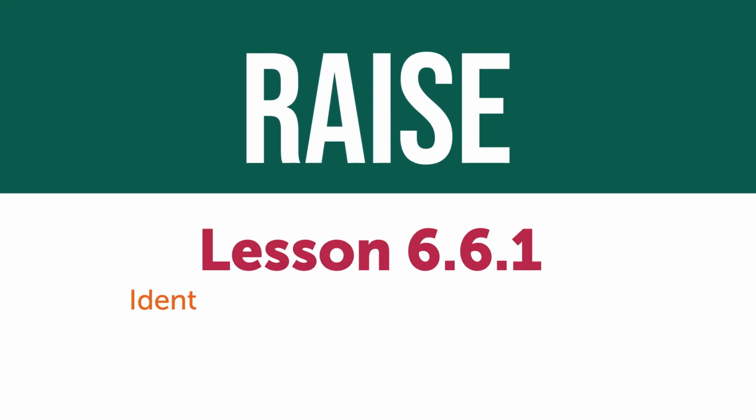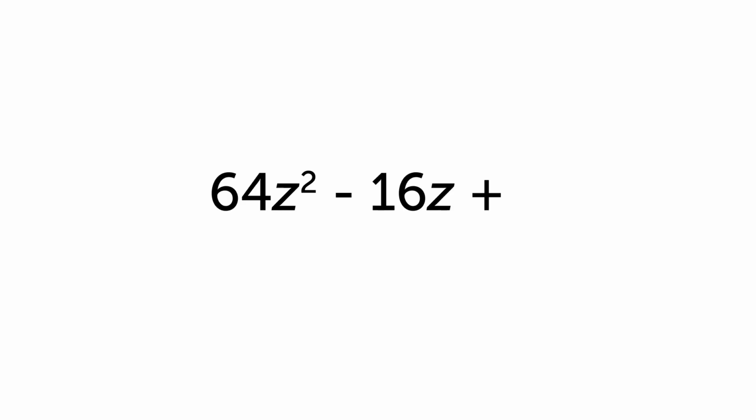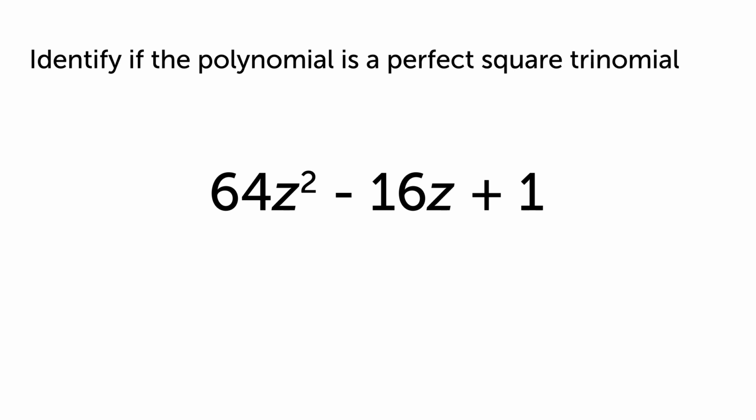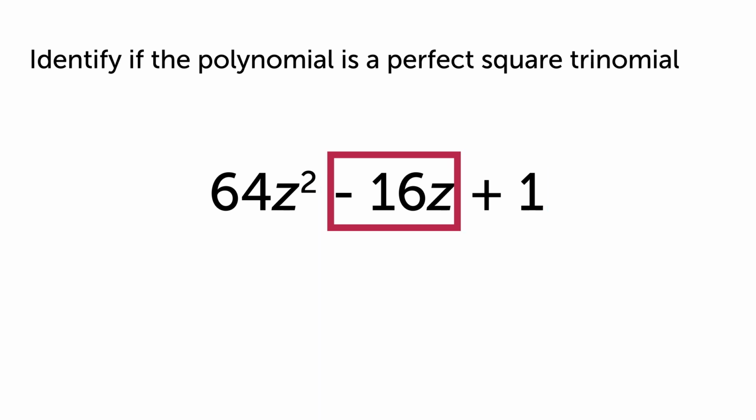Lesson 661, Q4, Identifying Perfect Square Trinomials. In this problem, we have been asked to identify if the given polynomial is a perfect square trinomial or not. At first glance, we can see that it is a trinomial, but to classify it as a perfect square trinomial, we will have to carefully examine each term, and especially the middle term that is negative.